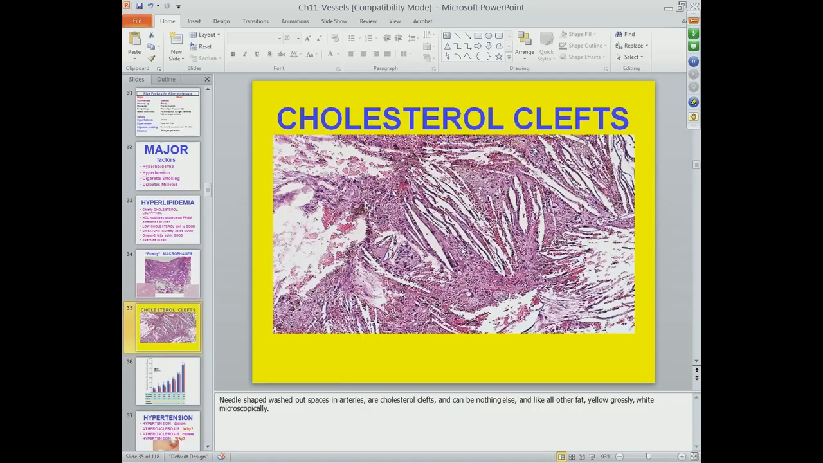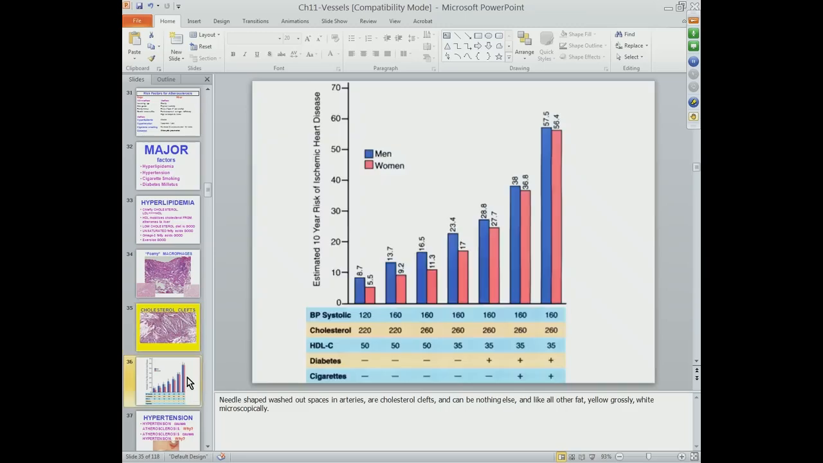But if you look carefully at cholesterol clefts, like maybe here, and some of the cells around them, like here, and you see some granularity or foaminess to the cytoplasm, you know that there's a lot of cholesterol there too. Here's a picture that shows the risk factors.